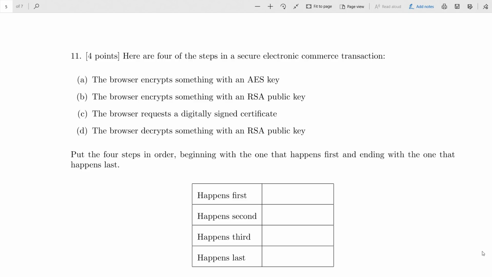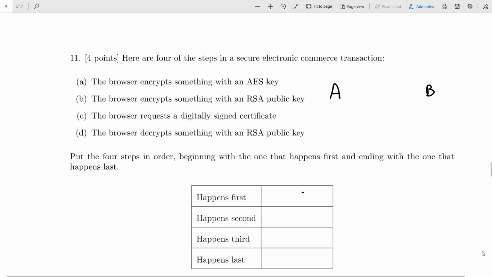Okay, so this is all happening in the browser. Just imagine you've got Amazon and you've got the browser. And we're supposed to put this in order. So when you're doing electronic commerce, trying to do secure communication, what's the first thing the browser wants? It wants Amazon's certificate. So the first thing it's going to do is C. It's going to request Amazon's certificate. So Amazon's certificate comes over.